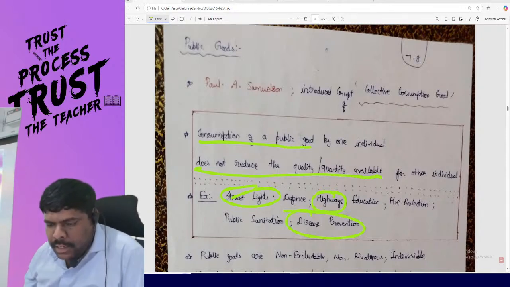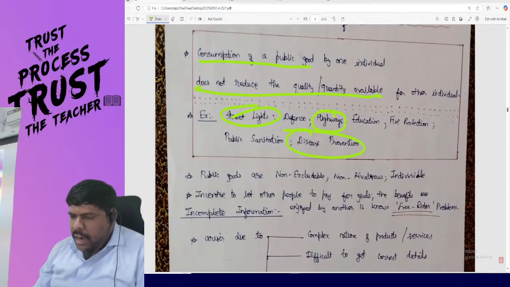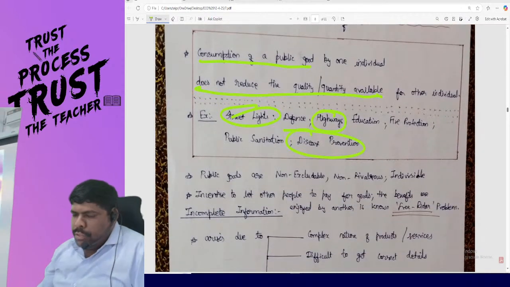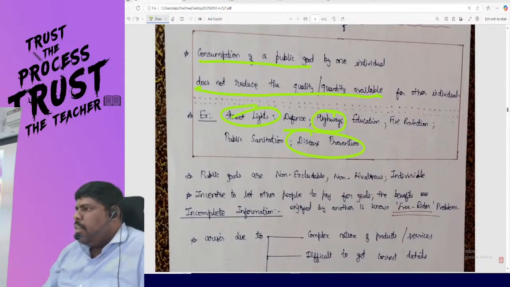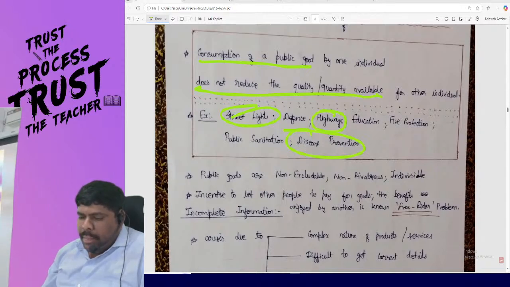Now listen, public goods are generally non-excludable. See, it cannot be taken out from the public use. Non-rivalrous means it cannot be divisible. If one person uses the goods and you also use it, it is not going to reduce the benefit. That is what rivalrous is, so this is non-rivalrous. Then it is indivisible. It cannot be totally taken away from the market.